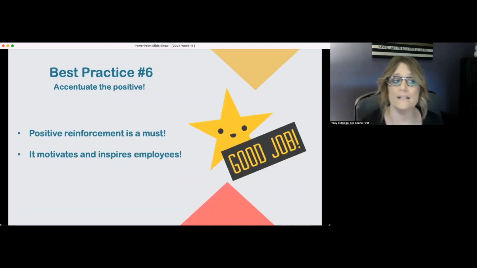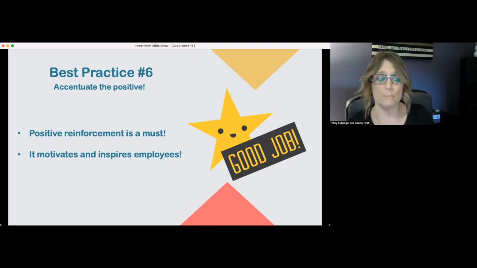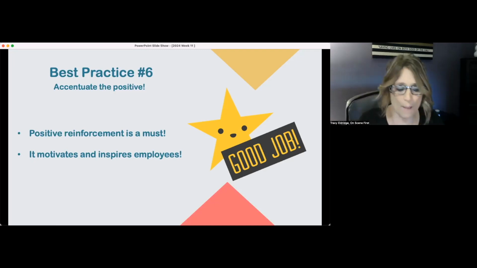Best practice, accentuate the positive. Positive reinforcement is a must, and it motivates and inspires employees. One of the things that I learned with the way that I was doing it is I was very objective. However, I would always put in my 2 cents, and I would make recommendations, not necessarily on the paper, but, hey, if you did this, or you should have done this, then this wouldn't have happened.